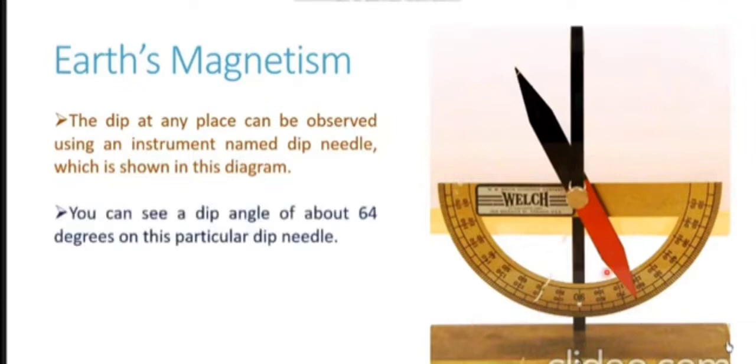Right now you can see this instrument has a magnetic needle, having its red end and the blue end, and you can see there is a scale given which measures the dip angle. Right now you can see the dip angle is about 64 degrees: 10, 20, 30, 40, 50. It's about 64 degrees dip at this particular place.